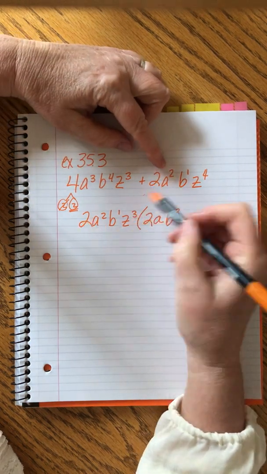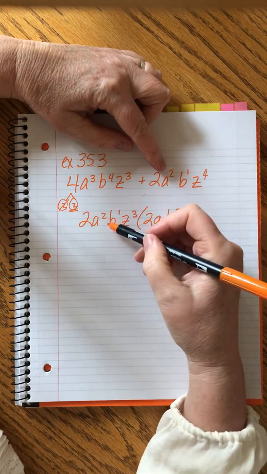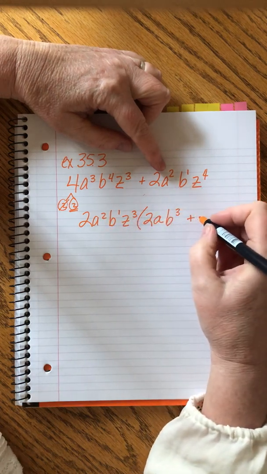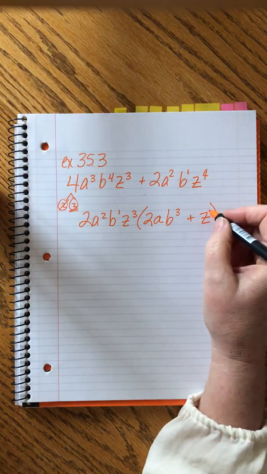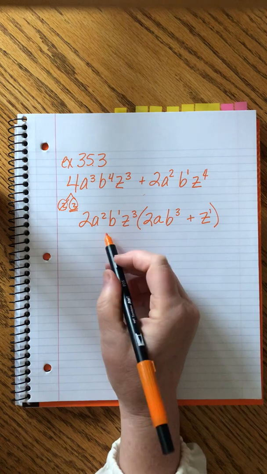Here we pulled the whole 2 out, the a's match, the b's match, and all we have is a z. Z to the 1 if you like. I'm gonna leave it just plain. I'll put a 1 on it. This is our final answer.